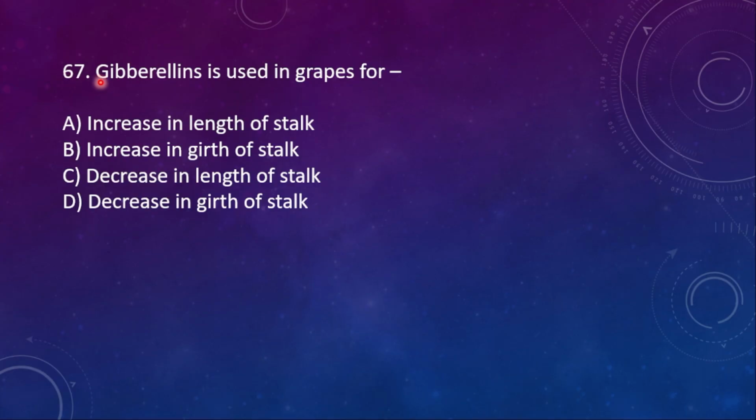Next, 67. Gibberellins is used in grapes for A. Increase in length of the stalk, B. Increase in girth of the stalk, C. Decrease in length of the stalk, D. Decrease in girth of the stalk. So here the right option is option A. Increase in length of the stalk.